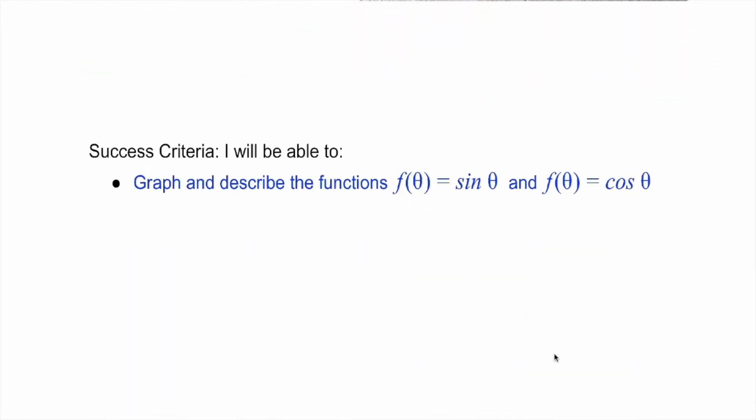Really what we want to be able to do is look at what sine of theta and cosine of theta are. Back in Unit 4, we did a lot of trig ratios based on sine and cosine. And what we're actually going to see is that it is a function that we can graph. And then once we've graphed it, let's look at some of its properties.